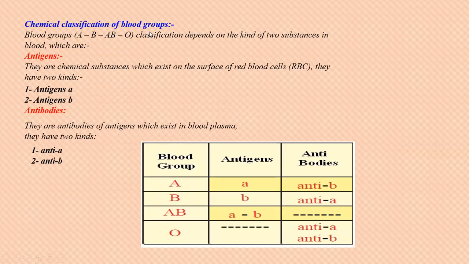Now, chemical classification of blood groups. Blood groups A, B, AB, and O classification depends on the kind of two substances in the blood. I have two main substances present in the blood, the antigens and the antibodies. Any blood in the world has something called antigen and antibodies. What are antigens and antibodies? Both of them are chemical substances.